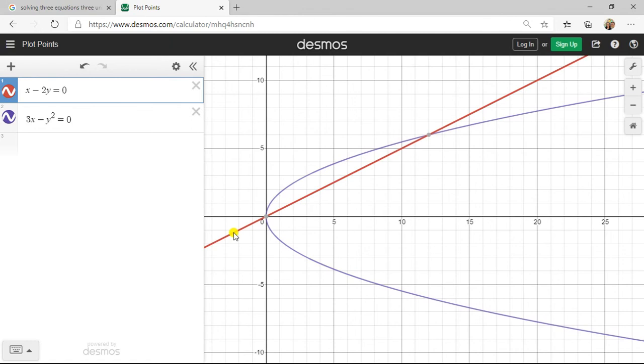So this line represents x minus 2y equals 0, and as you can see, we have two intersections. So meaning naputay duha ka solution. So the first is at the origin 0, 0. The second one is at 12, 6. So which is true.